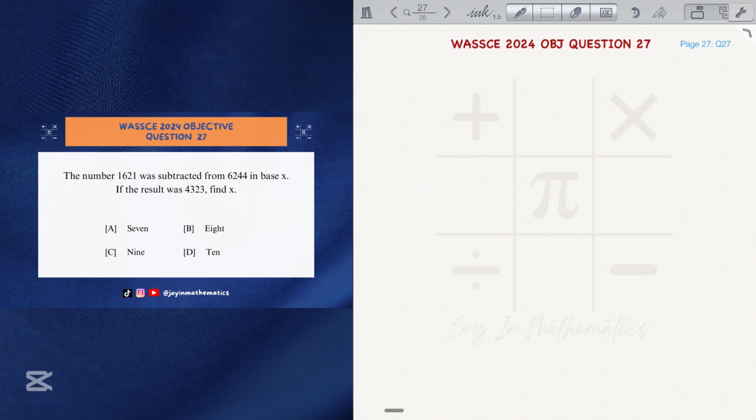Okay, this will go back to the beginning where we learned about addition and subtraction in a particular base, where the results must not be greater than the base value. So we have 6244, and then the value of 1621 was subtracted from it, and the result was 4323. The question is, what is the base x at which this was being done?